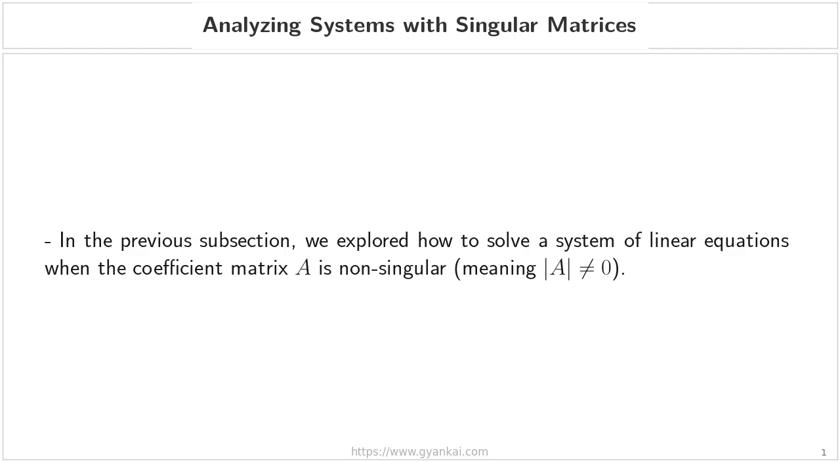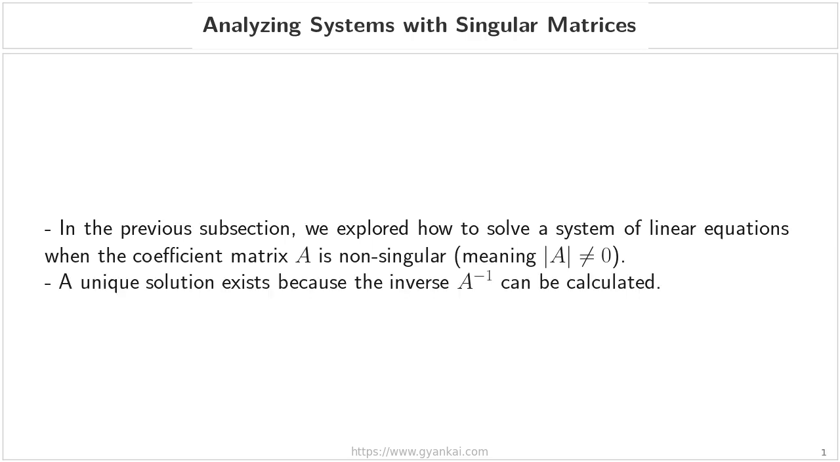In mathematical terms, this simply means that the determinant of A, which we write as |A|, is not equal to 0. In these cases, we were able to find a unique solution for our variables because a non-singular matrix allows us to calculate its inverse, which we denote as A inverse. This inverse is the key tool that lets us isolate our variables and find that one specific answer.